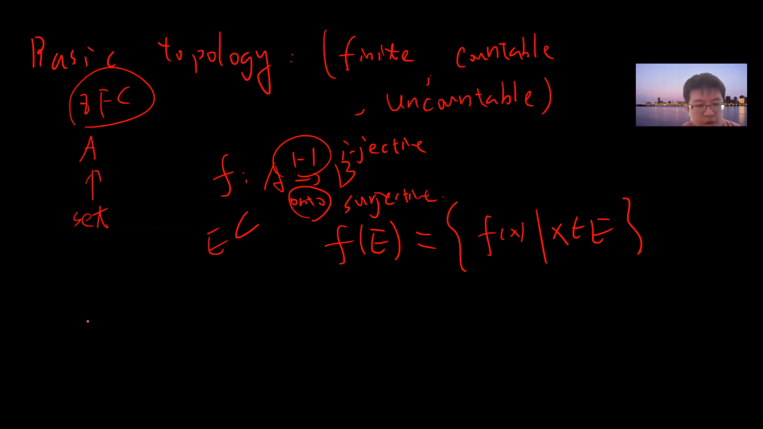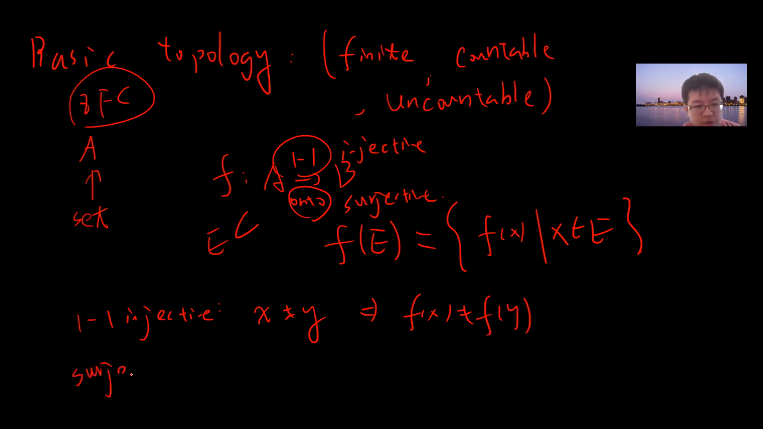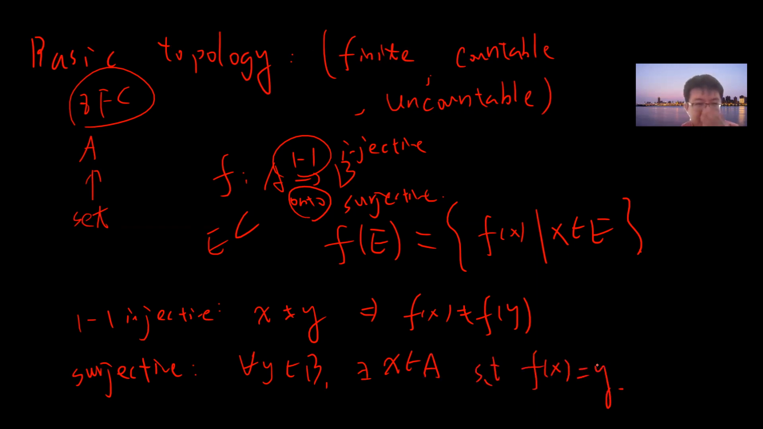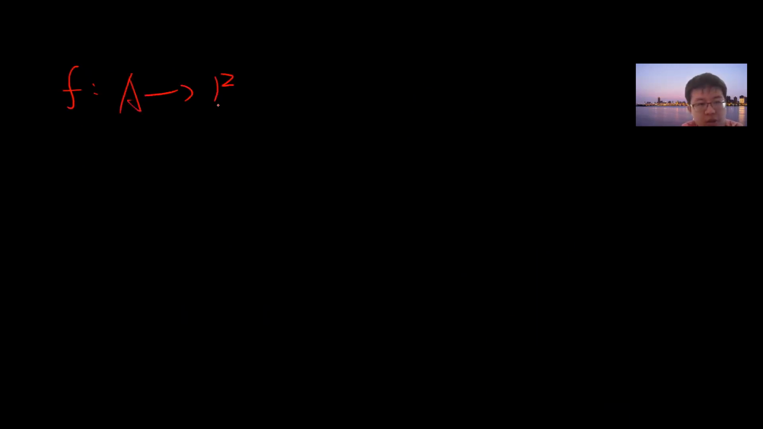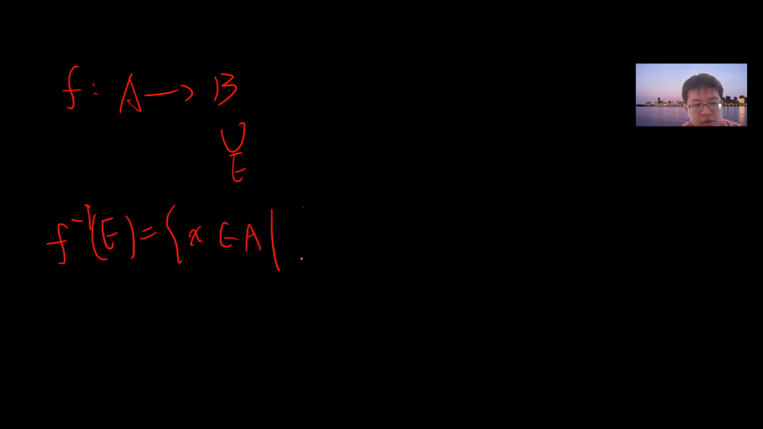So injective means, this is just some preliminary but I think it's very important, that if x is not the same as y, there should be a difference in the images. And surjective means that for any y belonging to B, you can find x belonging to A such that f of x equals y. Also, taking a subset E of B, I like to write f inverse of E, basically all the elements x belonging to A such that f maps x into E. So this is the inverse image.